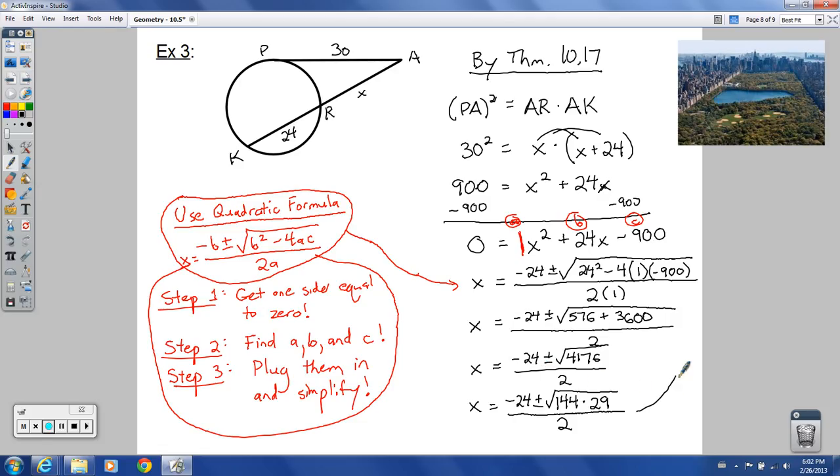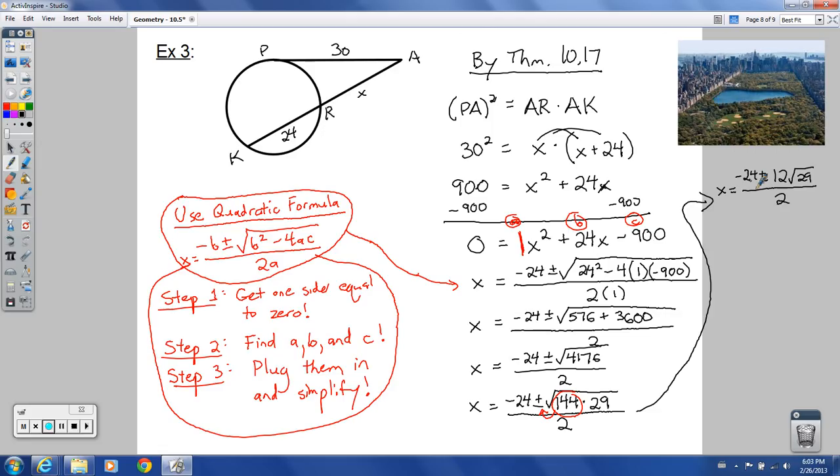If I say this divided by 2, I'm going to continue this thought up here. So this would now be x equals negative 24 plus or minus the square root of 144. Let's put that in a different color. Think of this coming out of the square root as a 12. And so you're going to have negative 24 plus or minus 12 radical 29, with 29 still inside the square root, all over 2. Now that I've done that, I've got this part divided by 2, and I've got this part divided by 2. I can reduce all of that.